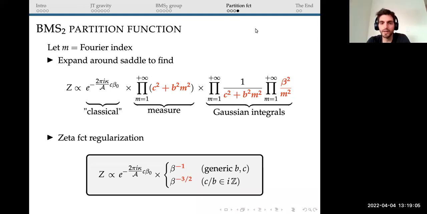In JT gravity, people have computed the disk partition function with a defect at the origin, right? And what they find is that it is essentially given by the same trumpet partition function, where you have to analytically continue the geodesic length you have for the trumpet. But this doesn't seem to be the same case as what's written over here.